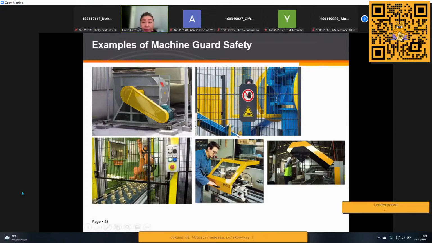This is an example of a machine safety guard. Okay, like this one. You can see this is to cover the pulley. It can be opened, so this is not a fixed guard. Hopefully all of you, while you see a machine like this, keep the guard in the stay position.